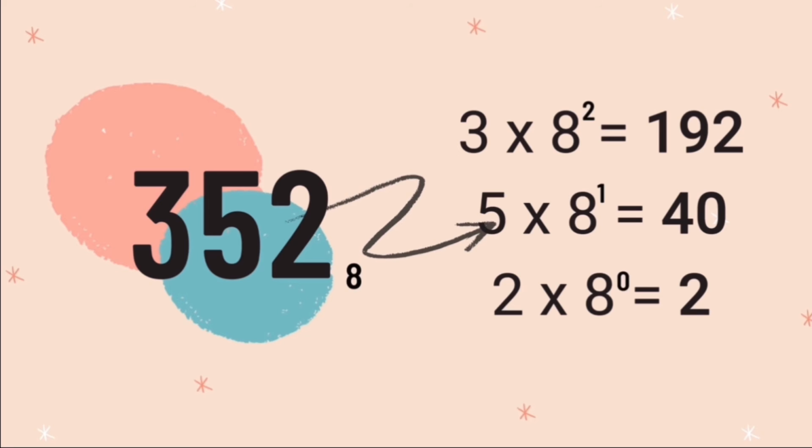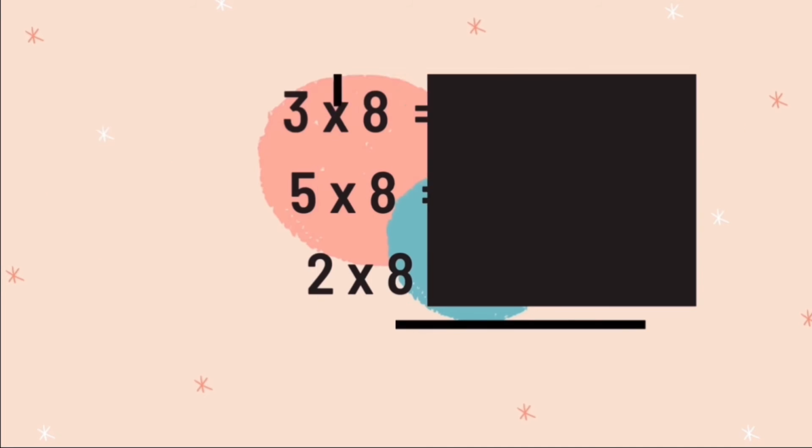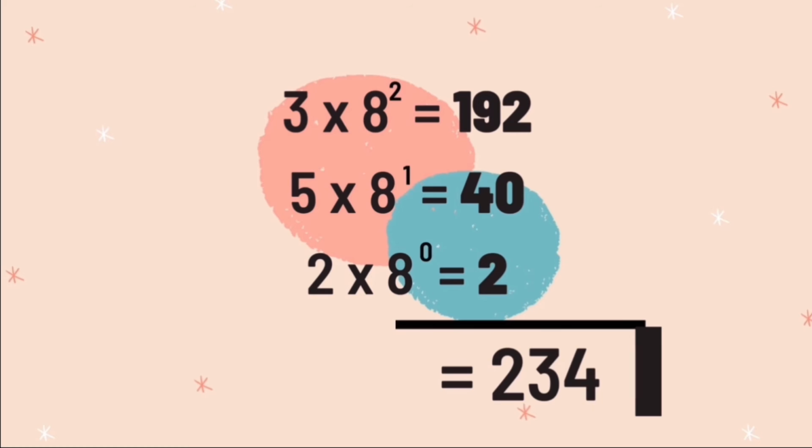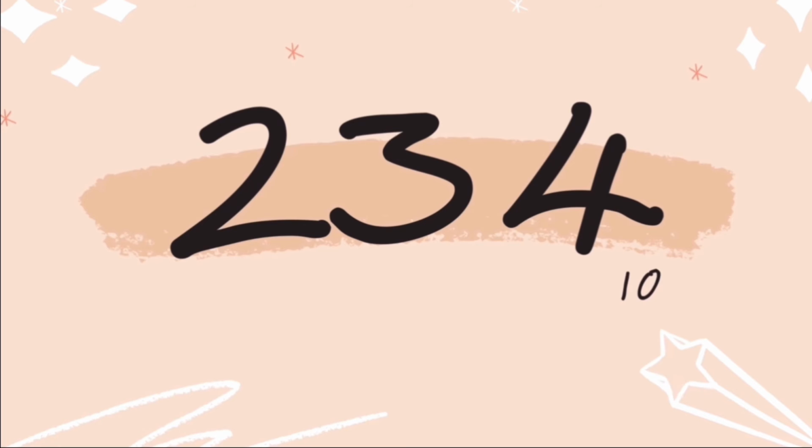2 times 8 raised to 0 is 2, 5 times 8 raised to 1 is 40, 3 times 8 raised to 2 is 192. Lastly, add the products to get the answer and write the base number of the converted number. 192 plus 40 plus 2 is equal to 234 with the base of 10, which means the decimal number now is 234 with the base of 10.